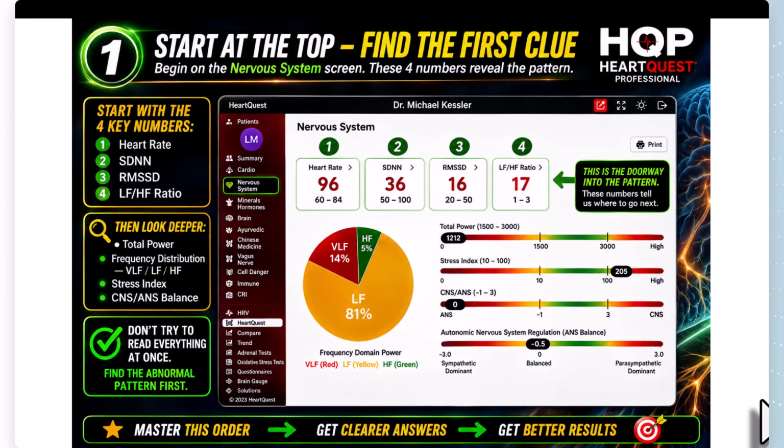The HF is really small, and that's your brakes, your ability to, we talked about it, it houses the vagus nerve. RMSSD, they're kind of related. RMSSD is a little bit more stable, and the HF is a frequency domain, and so it changes and shifts a little bit. But the LF to HF ratio, when it's over 3, and this is huge, it's over 17, and that's because that LF is so big down below at 81%.